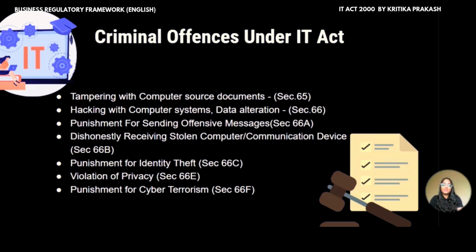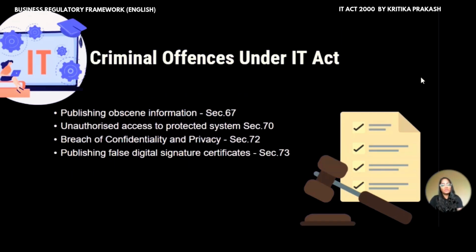If we are dishonestly receiving stolen computer parts or any communication device, then we are committing a criminal offence under the IT Act. Cyber terrorism refers to terrorism that has been carried out by a group of people. Some of the other criminal offences under the IT Act are publishing obscene information under Section 67, confidentiality and privacy under Section 72, and publishing a false digital signature certificate under Section 73.